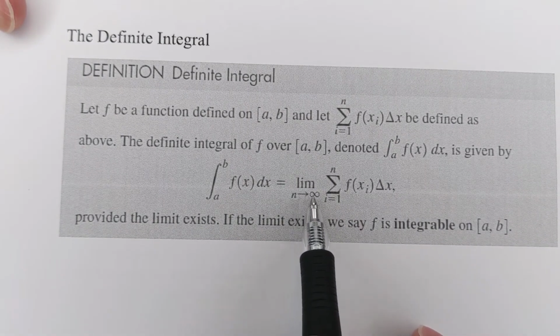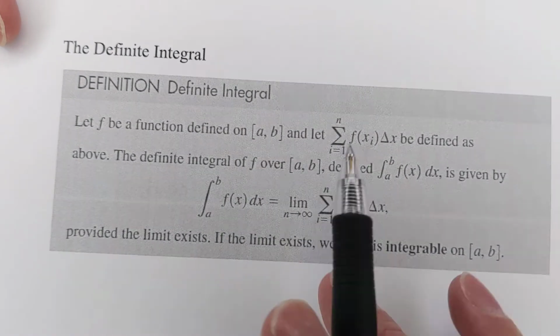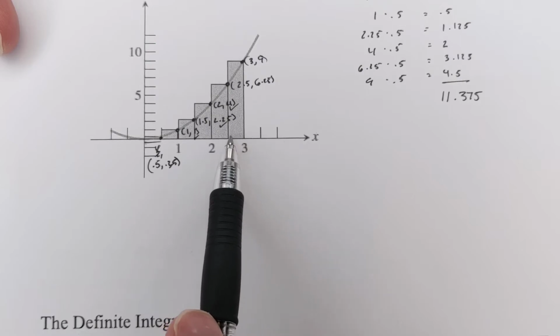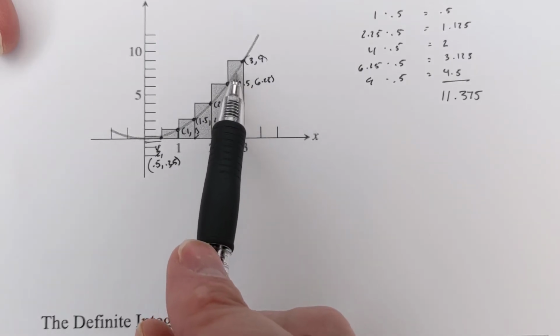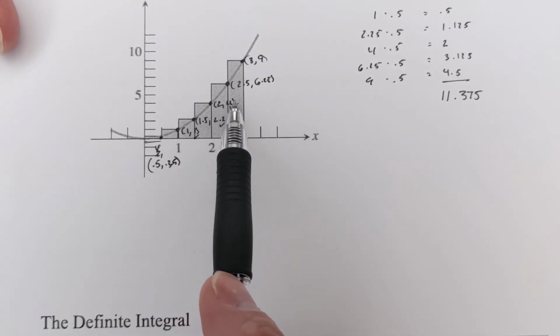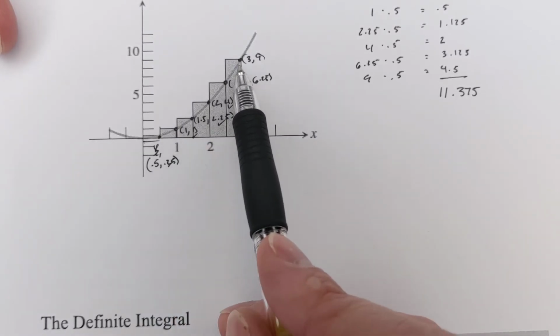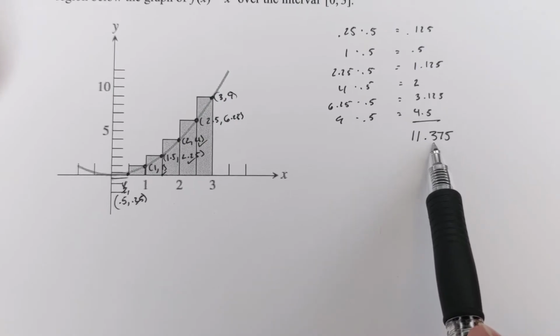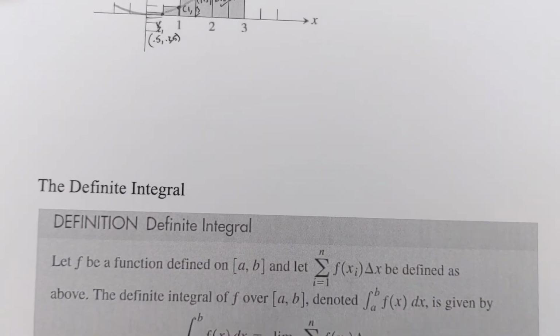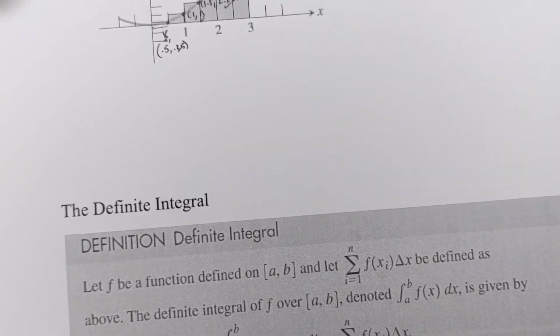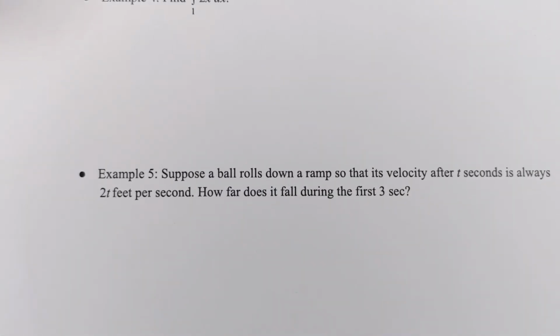So what's happening is we're making an infinite number of rectangles. In this shape, we're making the rectangles smaller and smaller and smaller, and as that happens, they match more and more closely to the curve. So if we add up the areas of those very, very small rectangles, we'll get the total area underneath the curve. So that's what's happening with this formula. Okay, so let's look at this.